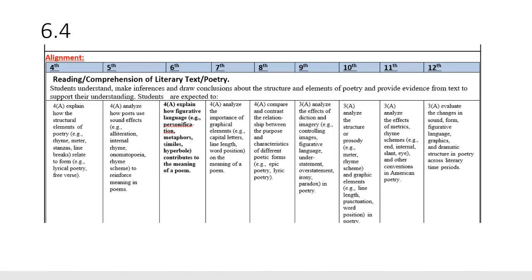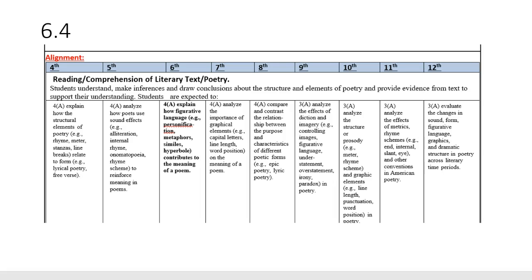If you notice, in 5th grade, students really focused on sound effects and how they helped a poem's meaning. But in 6th grade, it is an introduction standard to the first time figurative language, including personification, similes, metaphors, and hyperbole, contribute to the meaning of a poem. Students have not been introduced to these terms probably in the past. They may have a mild understanding, but they probably do not understand them as a whole, and they really have not ever looked at anything beyond just identifying personification, a metaphor, a simile, or an example of hyperbole.